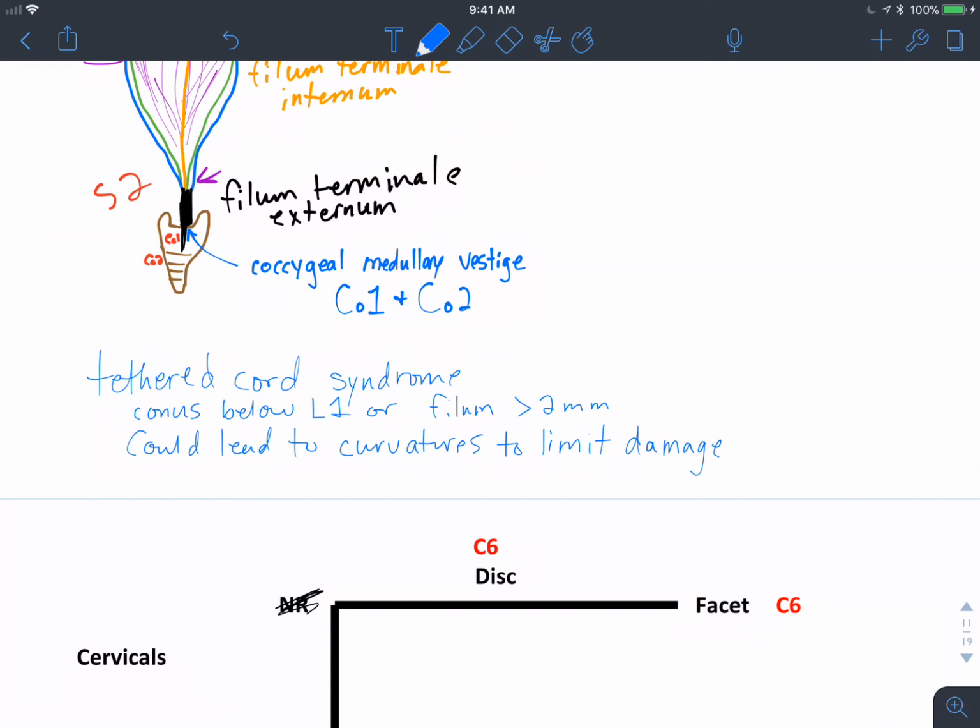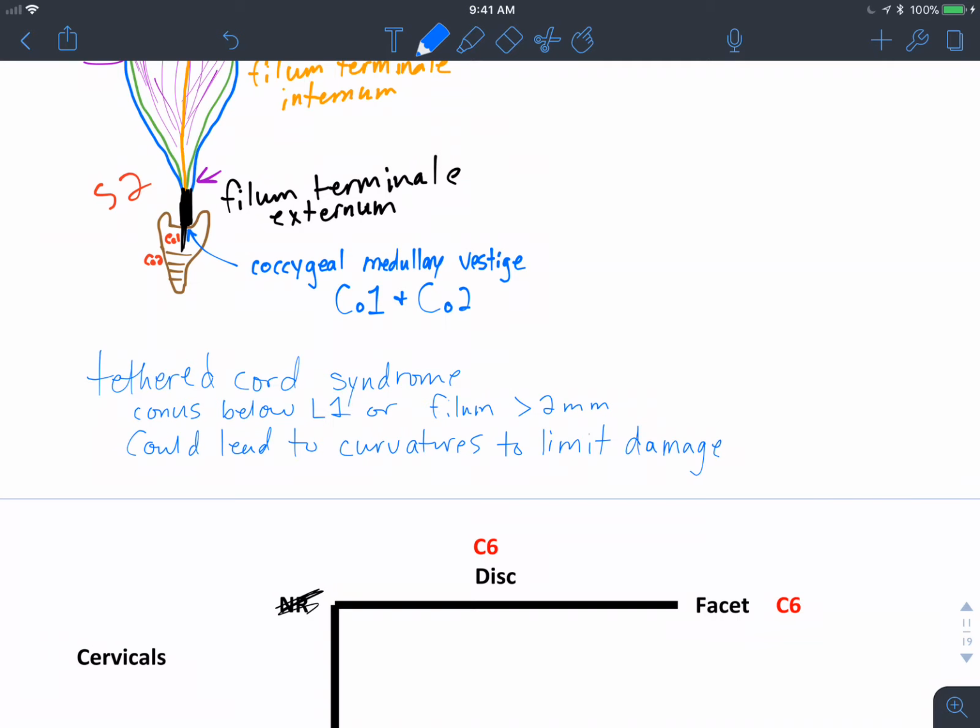Now, one last consideration with all this stuff, especially entire page 31, is tethered cord syndrome. Now, two classifications of this. Remember we said that the conus medullaris is at L1. So if the conus is below L1, meaning the cord is being pulled down, like somebody's hanging on a rope, it's putting traction on the entire cord and all those spinal nerve roots attached to it. So it could be a bad day.